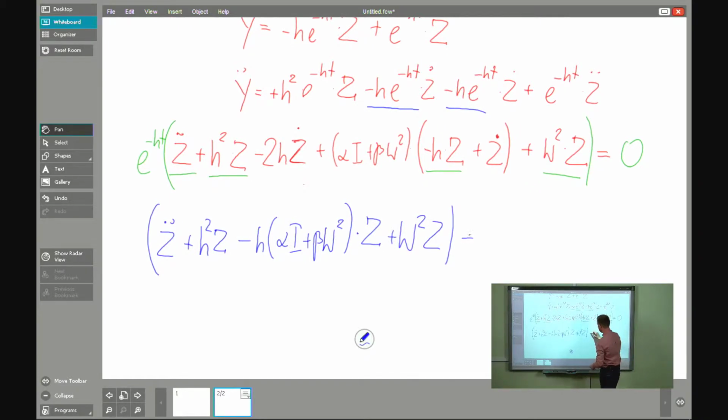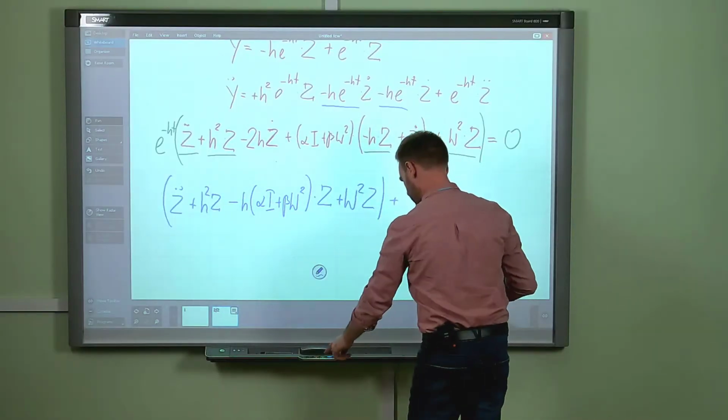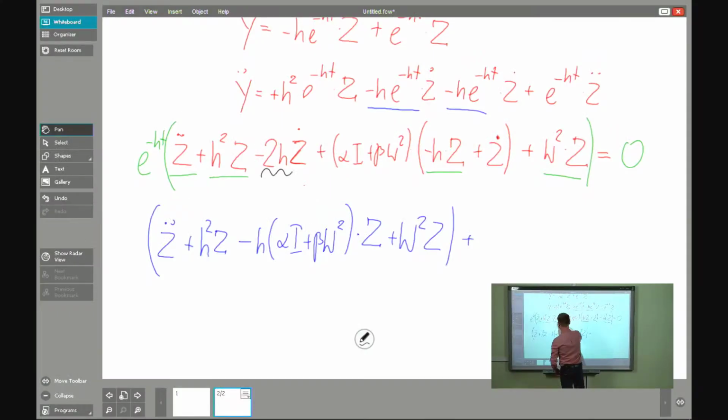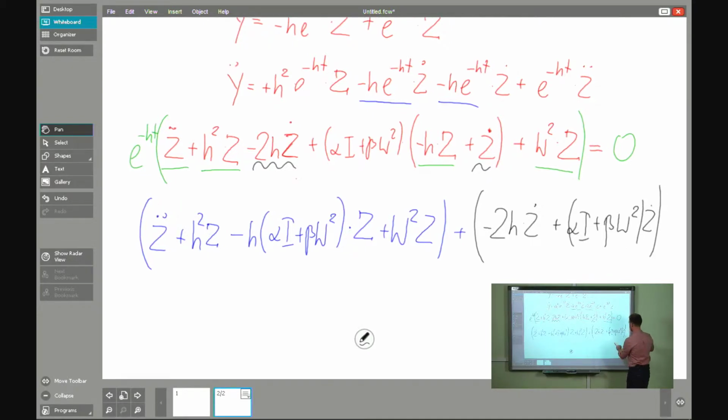And the second part, it will be the contribution of the damping, and it's connected only with that thing and that thing. Let's emphasize those terms, and it will be here. I mean, here we have such a thing. In another parenthesis, we have minus 2h times z dot, and here we have that part. I mean, it's alpha I plus beta w squared, and everything is multiplied by the z dot, and we have to close that big parenthesis, and everything has to be equal to 0 due to the previous condition.